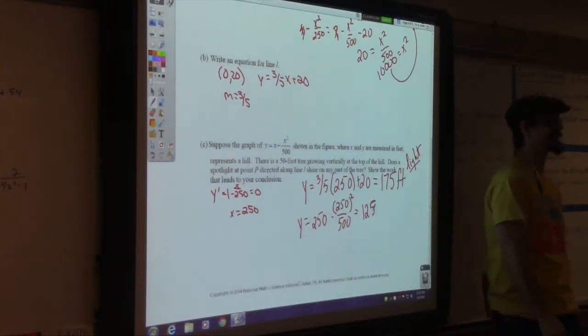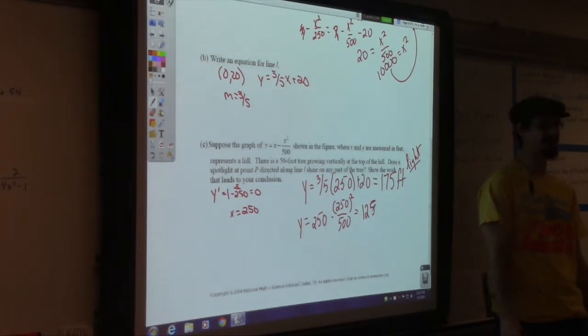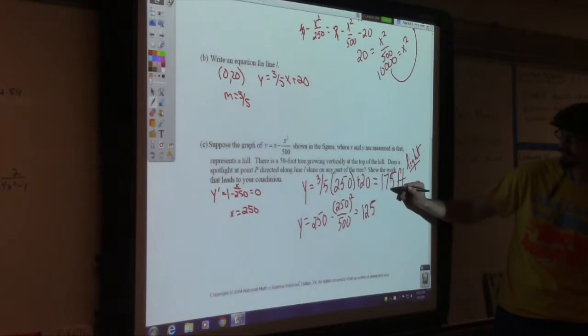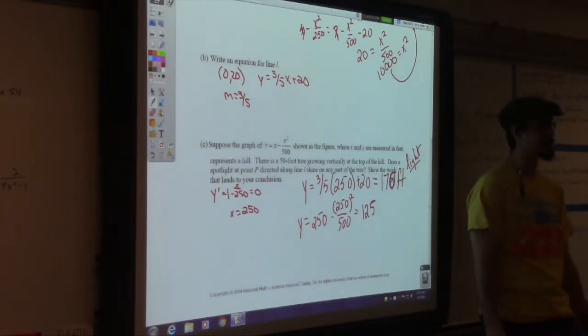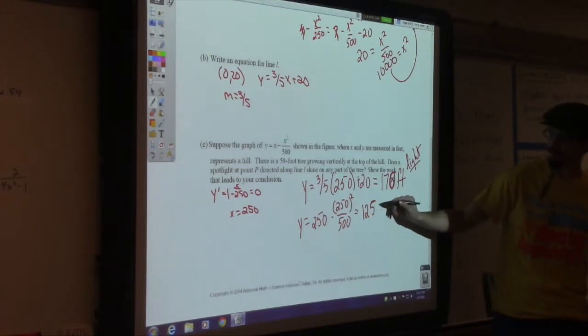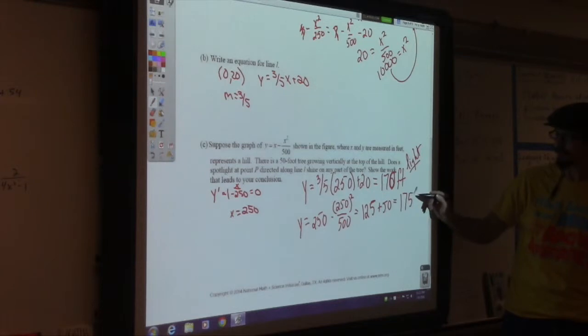Okay. Anybody catch it? What have we not included yet? Yeah. The height of the tree. Or sorry, this is not 175. That's 170. My brain just totally farted on me. I apologize. I was answering the wrong part. This is 125, but add the 50, and you find out that the tree is 175 feet.